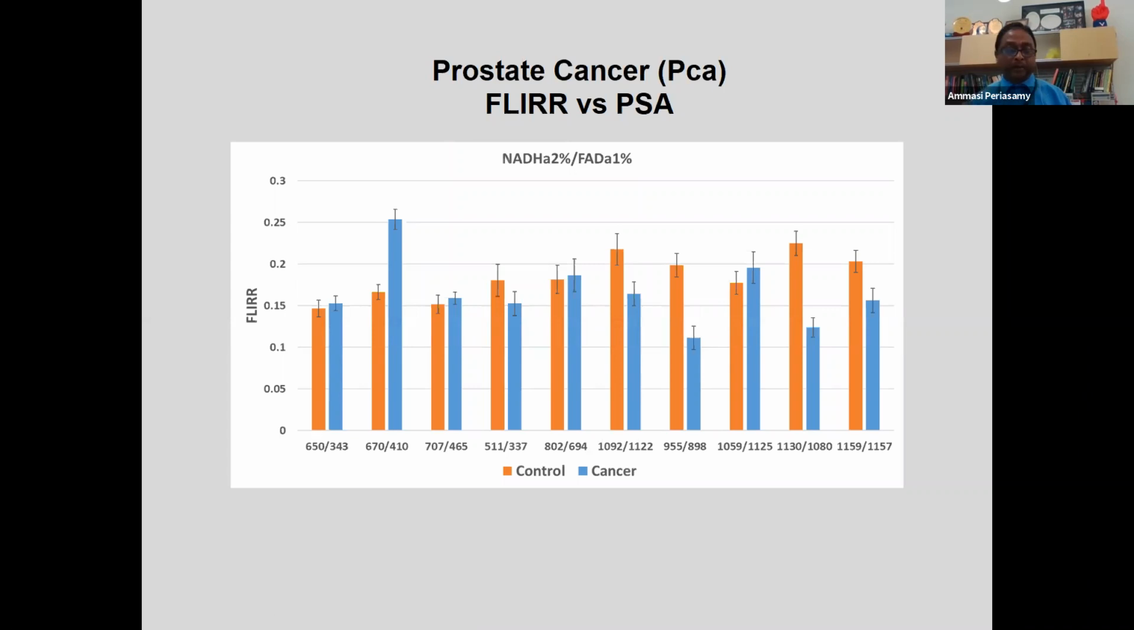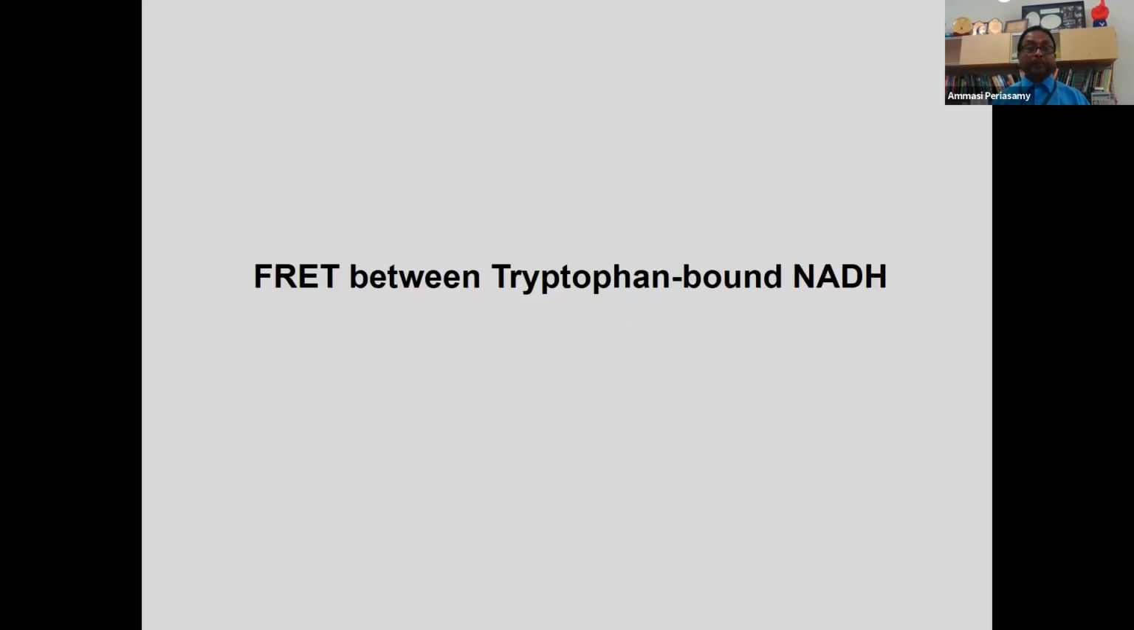Okay, this ends the demonstration of our explanation of the prostate cancer cell testing with FLIRR or redox ratio measurement to calibrate and monitor the redox ratio of the cancer cell for the doxorubicin drug. Okay, so now I would like to show you some FLIRR data between the tryptophan and bound NADH.